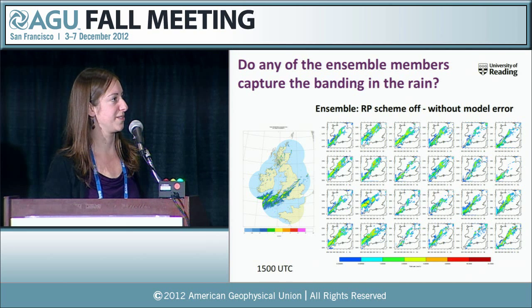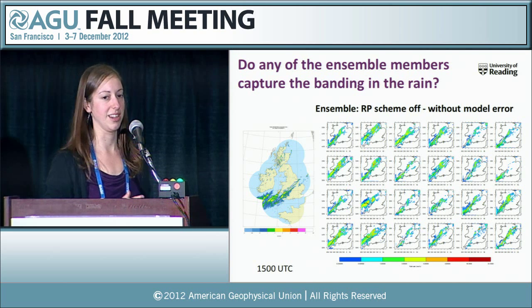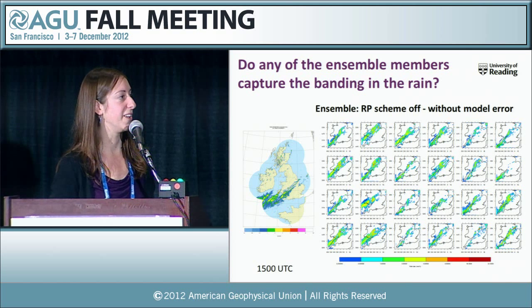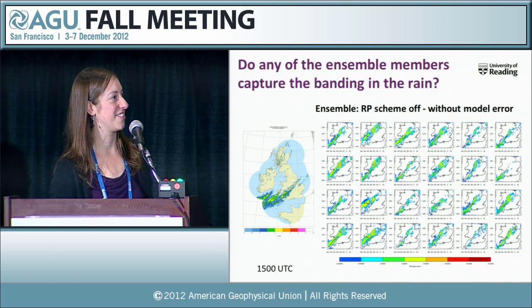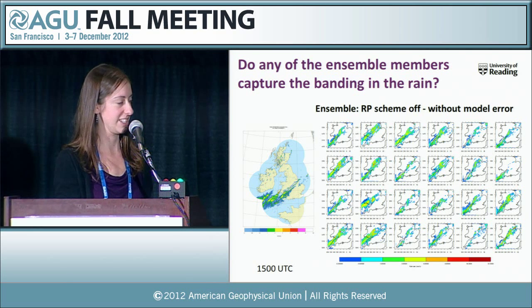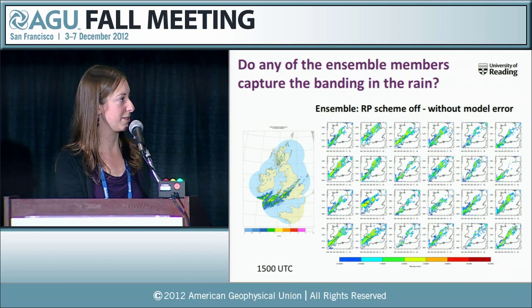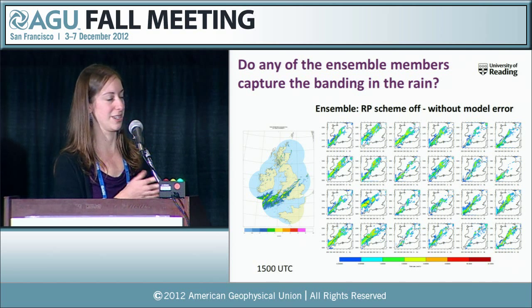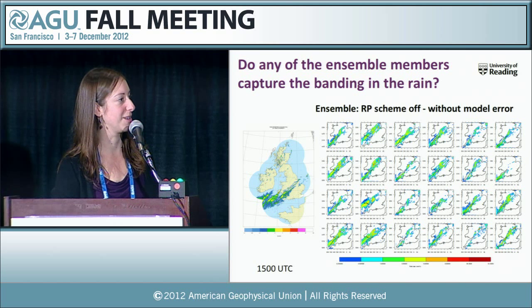So one question we were interested in was whether any of our ensemble members capture this triple banded structure. And the answer to this is no. Although some of them do have rain in the correct location corresponding to the second band, this middle one, I think this is more to do with the general shift of the rain band rather than capturing a double banded structure.